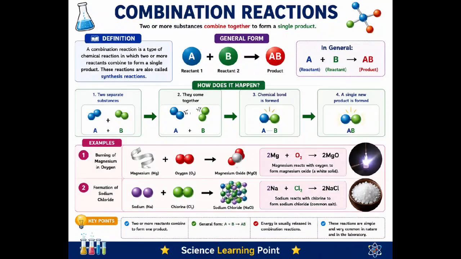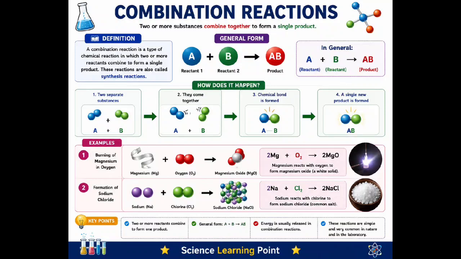Now let us learn about the different types of chemical reactions. Our first type is called combination reaction. The name itself gives us a clue. Combination means joining together. So in a combination reaction, two or more substances join together to make only one new substance. Okay, in simple words, many substances combine and become one product.